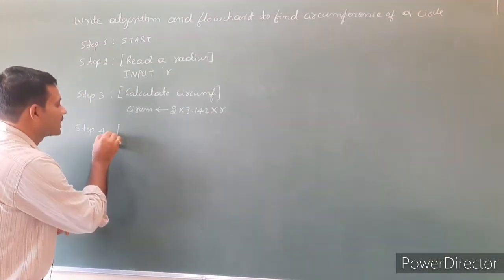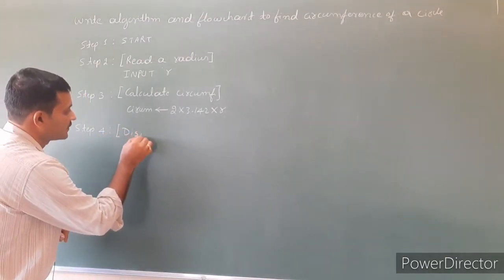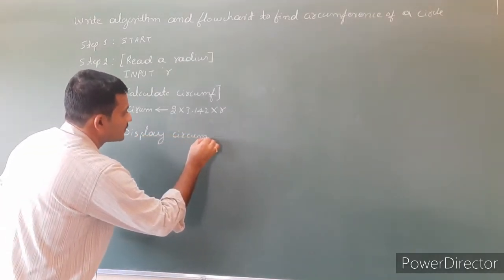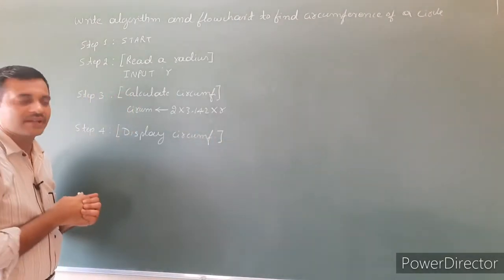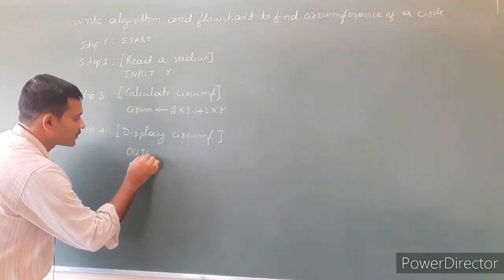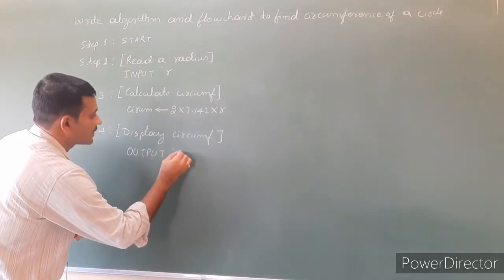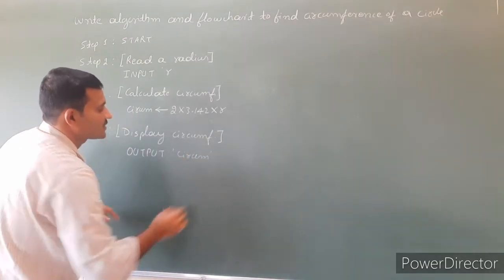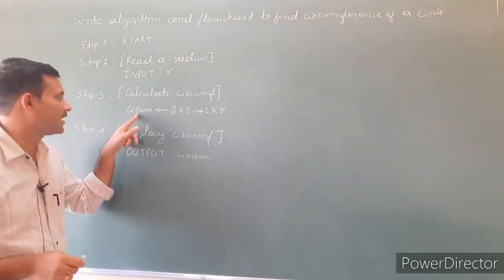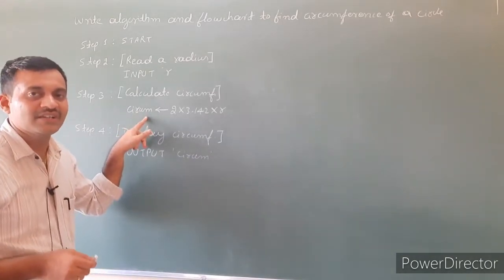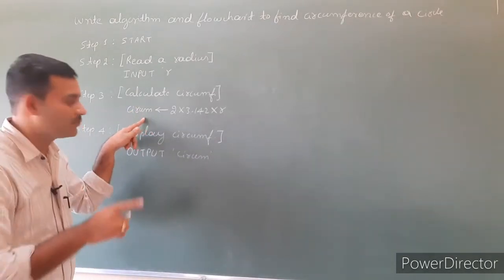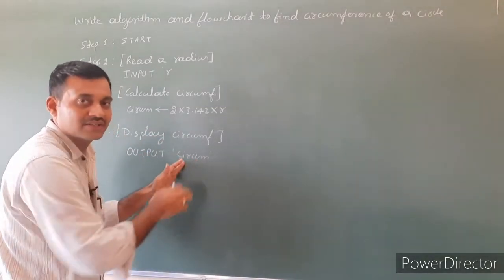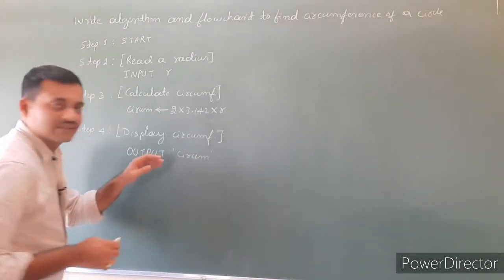So write the comment statement, display circumference. So that is output. The variable name is CIRCUM. Just write CIRCUM because here we use CIRCUM. The same variable name used in the expression must be written in the output. So output CIRCUM, shortly we write it as CIRCUM, the circumference of the circle.